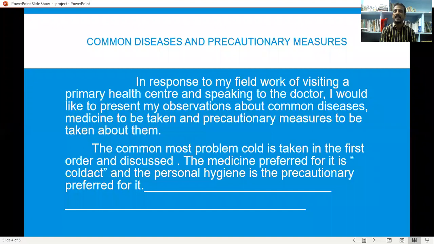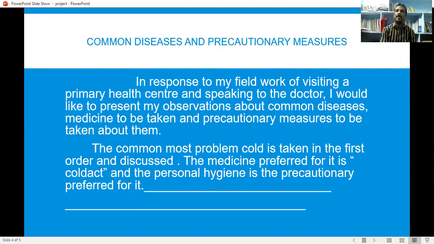See, in the beginning, I have mentioned the clear details of the project. I am reading that for your sake, you can go through that. In response to my fieldwork of visiting a primary health center and speaking to the doctor, I would like to present my observations about common diseases, medicine to be taken, and precautionary measures to be taken about them. This is the introduction of the report.